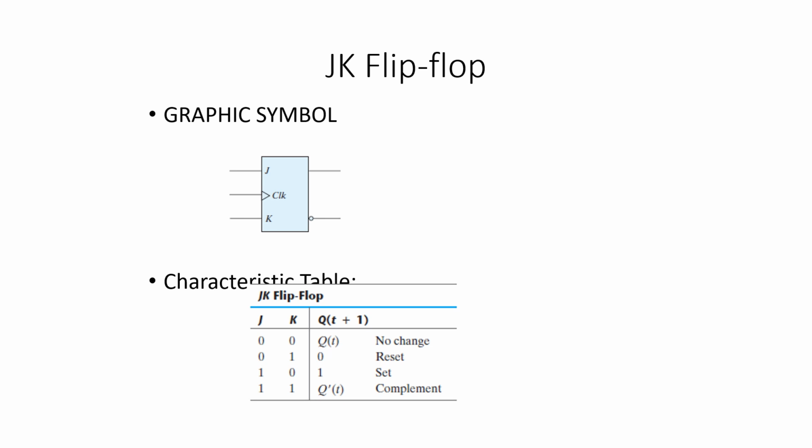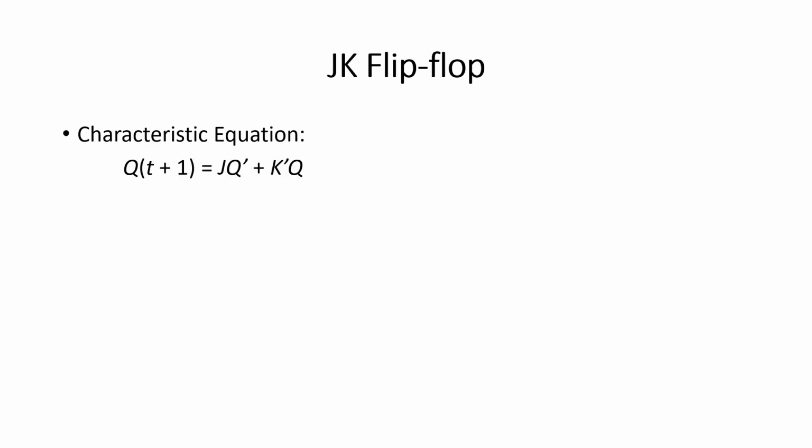If I give the input 0 0, the output will not change. The 0 will be present in the output. If I give the input 0 1, the output will be reset. The 0 will be obtained. If I give the input 1 0, the output will be in the set condition. If I give 1 1, the next state of the JK flip-flop will be the complement of the present state.